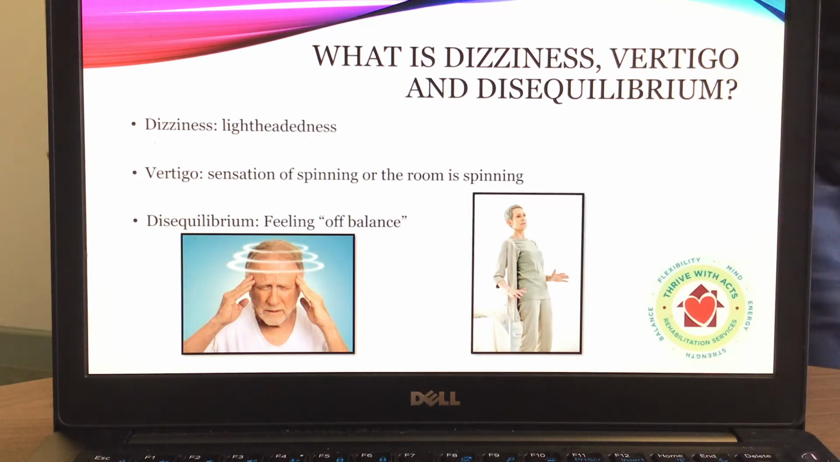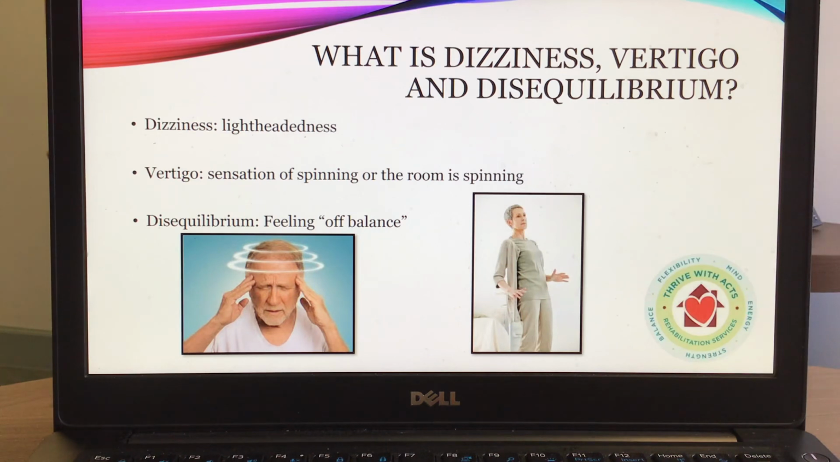So what is dizziness, vertigo, and disequilibrium? Dizziness is a feeling of lightheadedness. Have you ever jumped up too fast and felt woozy? That's dizziness. Vertigo is a sensation that you are spinning or the room is spinning. If you have ever had vertigo, you know what it is. Disequilibrium is the sensation of feeling off balance. Our residents sometimes describe this as feeling drunk, not being able to focus, not feeling right in the head, or trouble seeing things clearly while walking.